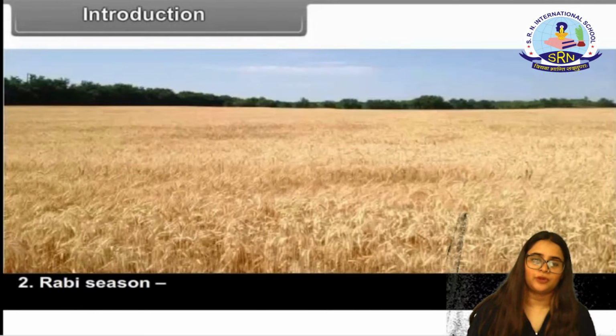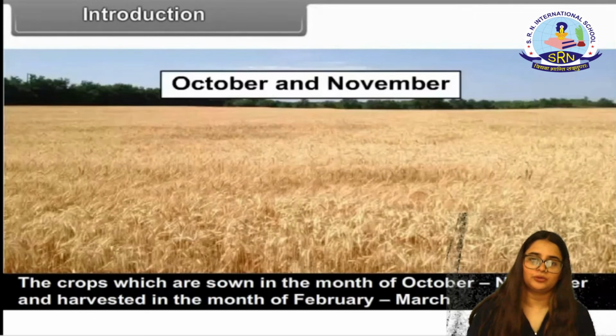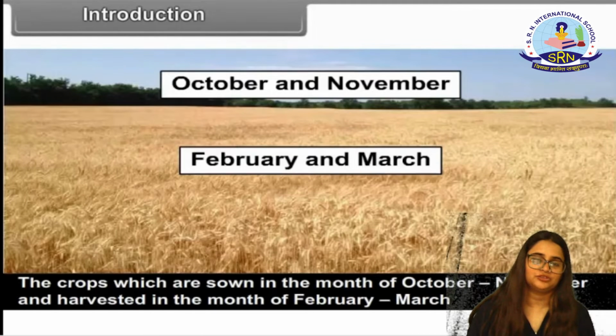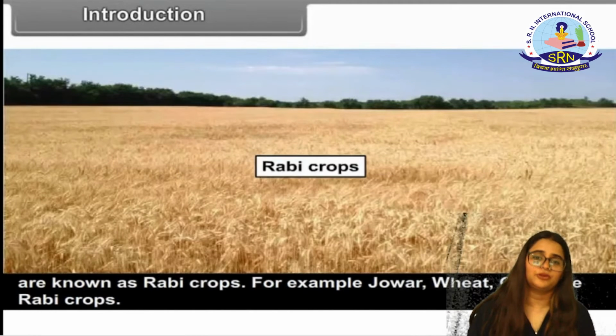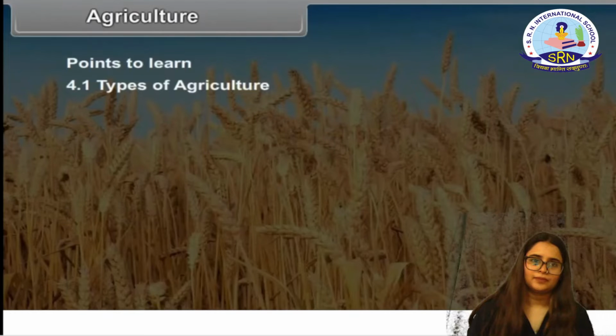Then we have Rabi crops. The crops which are sown in the month of October, November and harvested in the month of February, March are known as Rabi crops. For example, jowar, wheat, gram are Rabi crops.